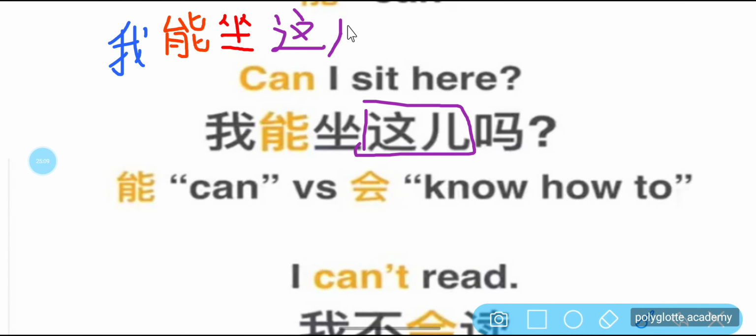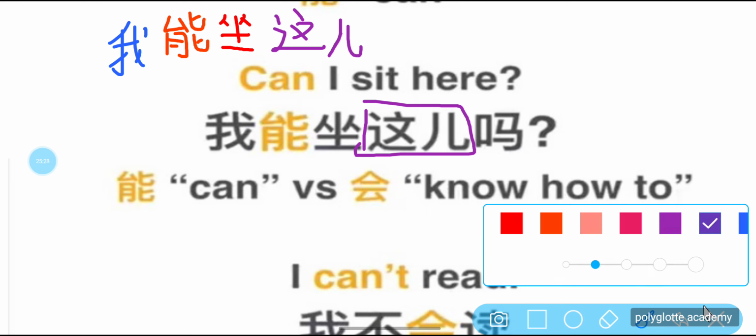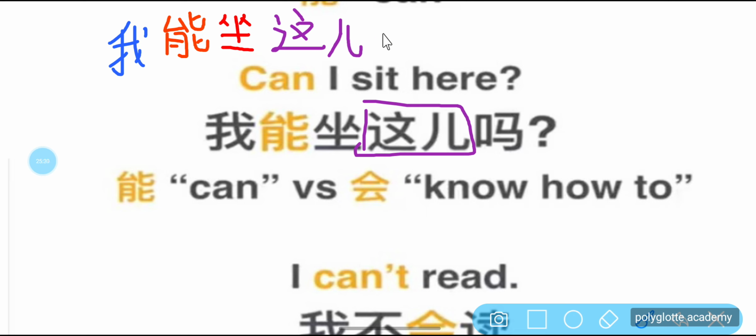We have a character like this, Jer. And then we have the other character, ma, which we can write with a different color.